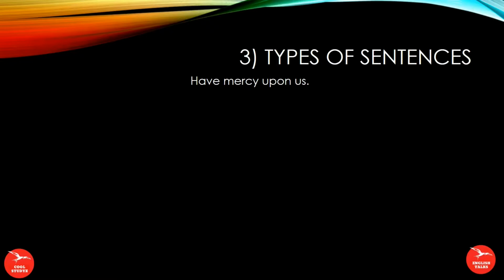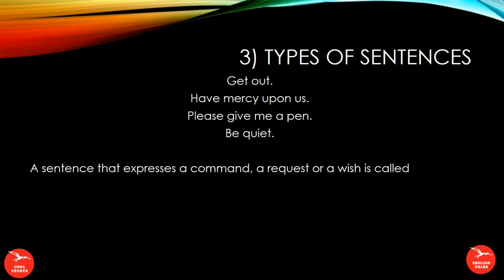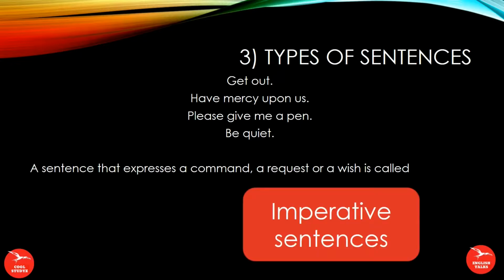Now, into the third type of sentence, let's quickly go through the examples. Have mercy upon us, please. Please give me a pen. Be quiet. What are the specialties of these sentences? A sentence that expresses a command, a request, or a wish is called an imperative sentence. You can express a command through a sentence, a request, be quiet please, or be quiet. It all depends upon the way you express your thoughts, right?